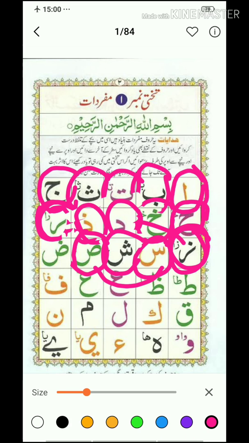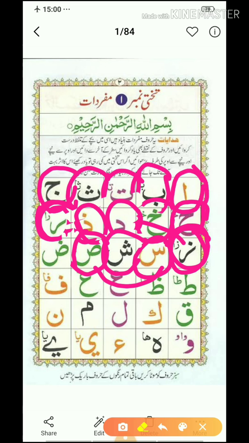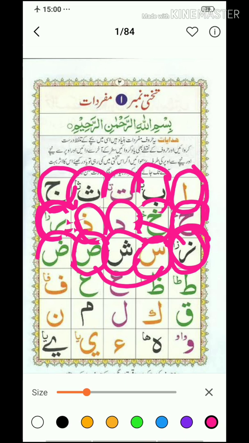The next letter is zwad, and if you notice, it is similar to swad, with a dot above it. Whenever you see a dot above swad, it makes a sound like zwad. Swad, zwad. The same as we saw that without a dot it's dal, and with a dot it's zal.